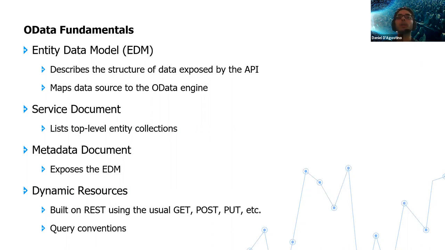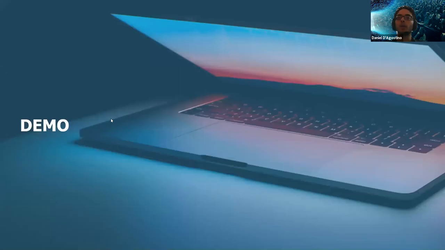With OData, we also get a service document, which lists top-level entity collections, and a metadata document, which is a representation of the entity data model. Finally, an OData API is built out of REST endpoints. It's the usual get and post and so on. However, OData also gives us a number of query conventions that we can use to query against our API. And in fact, I'm going to show you a quick demo.